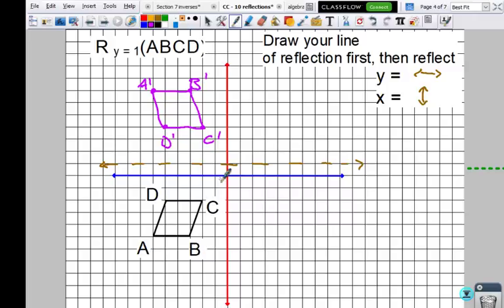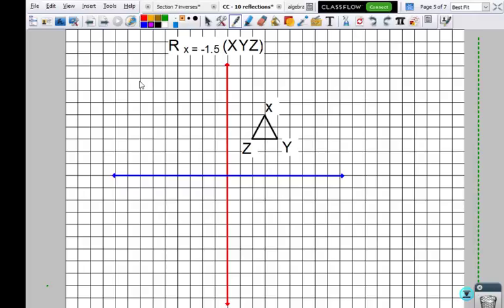Alright. We're going to do one more. You guys are going to practice a couple, and then we're done. We'll probably be done before 3. Okay, we're going to reflect over the line x equals negative 1.5, the shape XYZ.